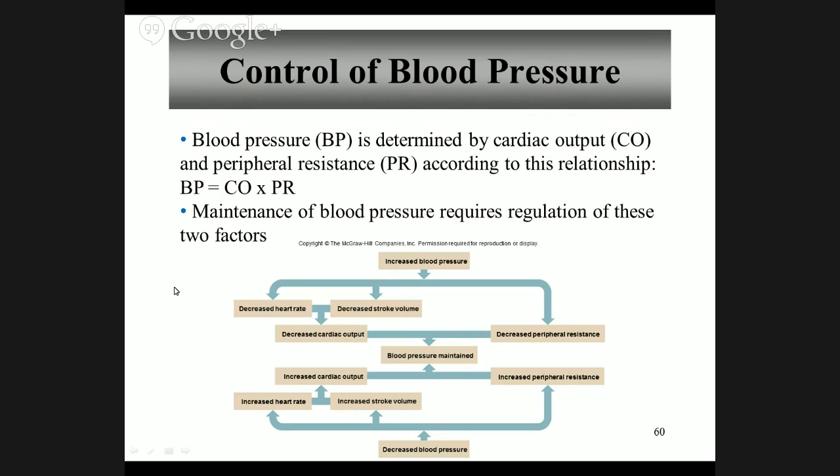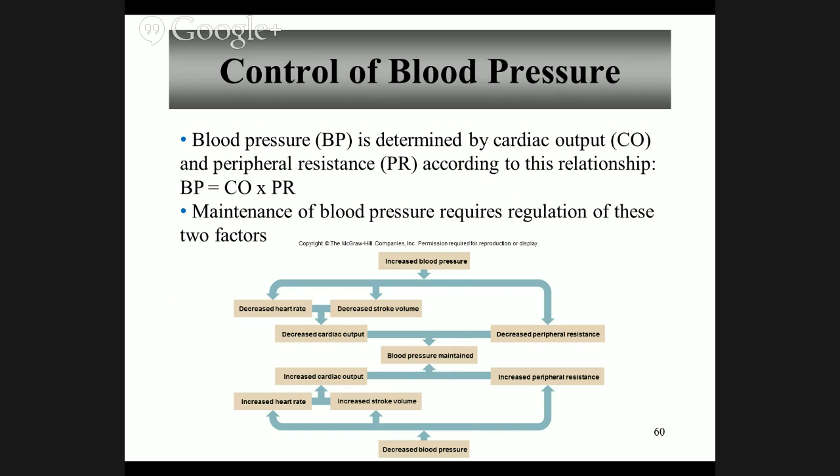Okay, let's talk about controlling blood pressure. BP is determined by cardiac output and peripheral resistance. So BP equals cardiac output times peripheral resistance. Maintenance of blood pressure requires regulation of these two factors. So when you have an increased blood pressure, the heart responds by decreasing the heart rate and decreasing stroke volume, which decreases cardiac output.